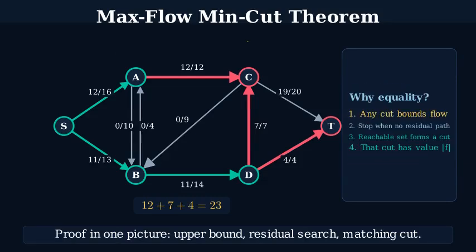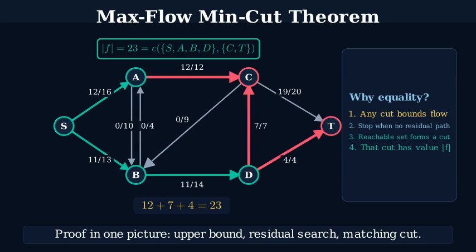This gives the proof idea. Every cut is an upper bound on every flow. When no residual path remains, the vertices reachable from S form a special cut. All forward edges across that cut are saturated, and all backward flow across it is 0. Therefore, the current flow value equals that cut capacity.